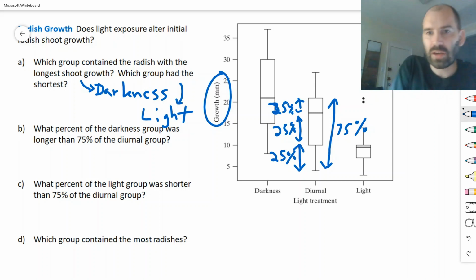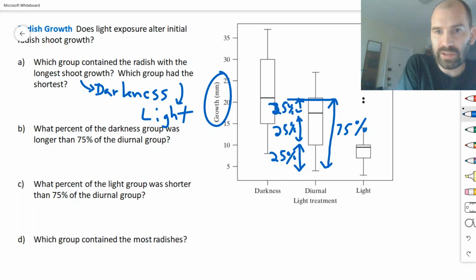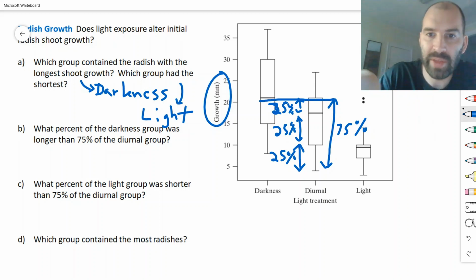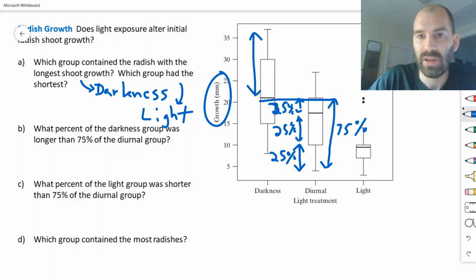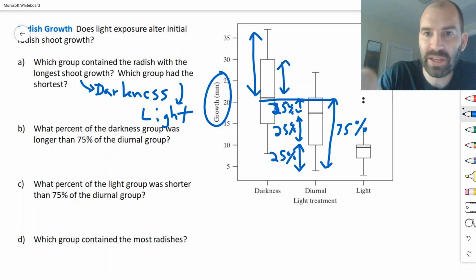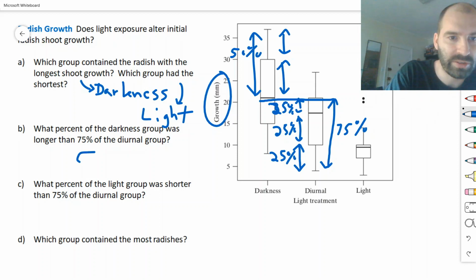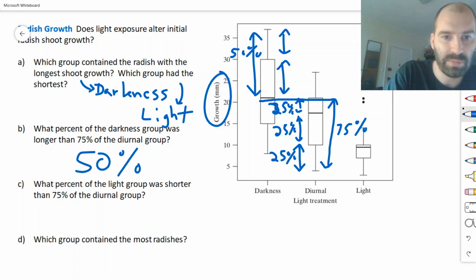So let's go over to the darkness group and see how much of the darkness group was longer than that. How much of the darkness group is up here? Well, this is 25% and this is 25%. So that means this is 50%, just the way quartiles work. So the answer is 50%.